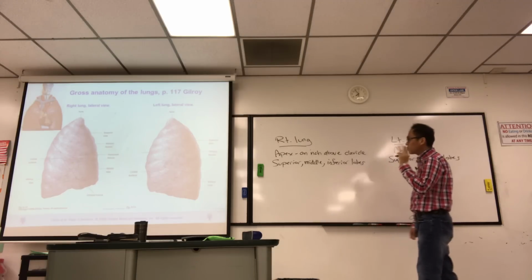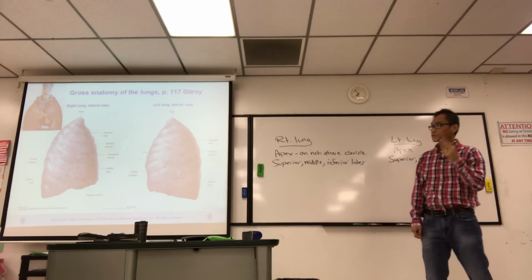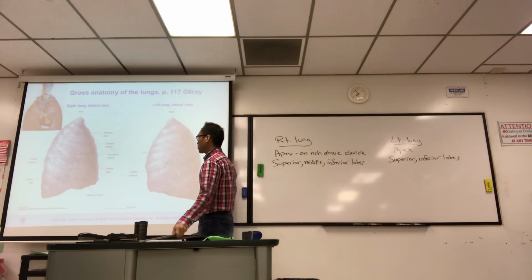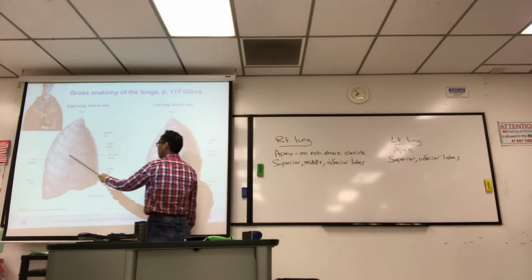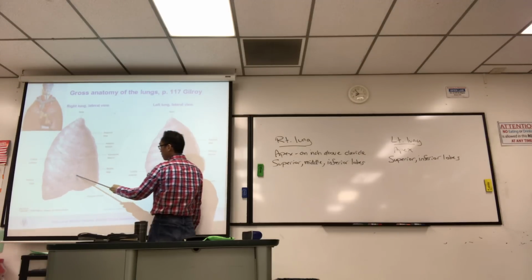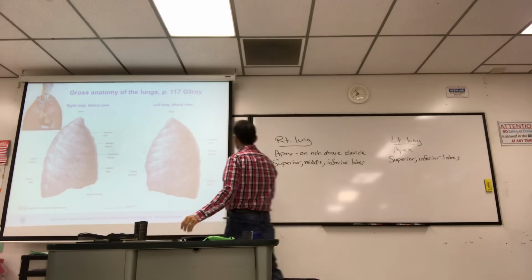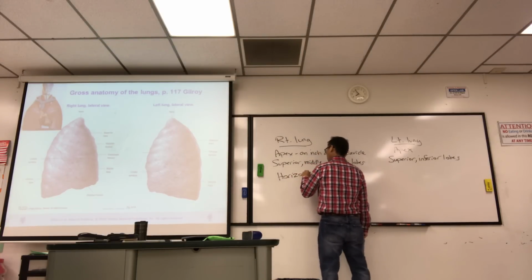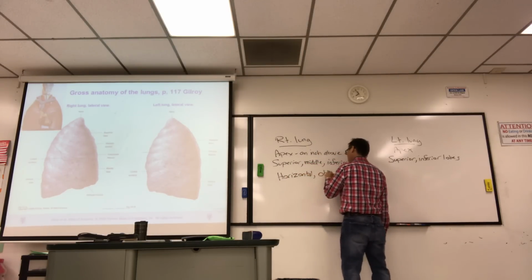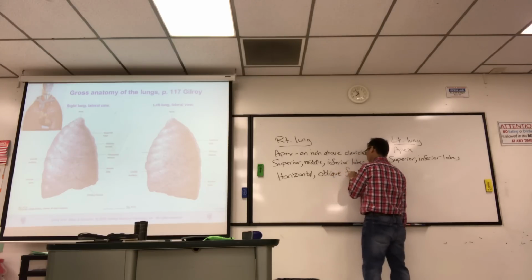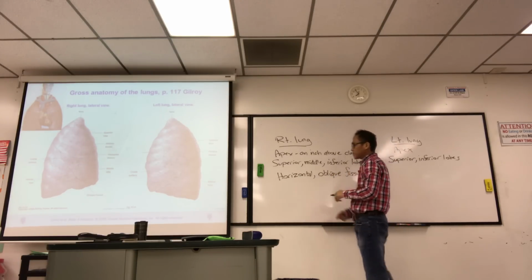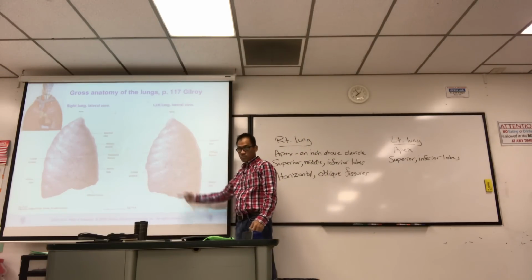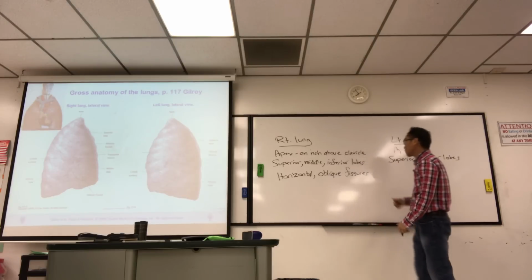On the right side, those 3 lobes are separated by 2 fissures. Be able to look for the horizontal fissure and the oblique fissure. A fissure is a deep groove between the lobes. So, horizontal and oblique fissures on the right. And on the left side, you have 1 fissure dividing 2 lobes. It's an oblique fissure, separating the 2 lobes on the left.